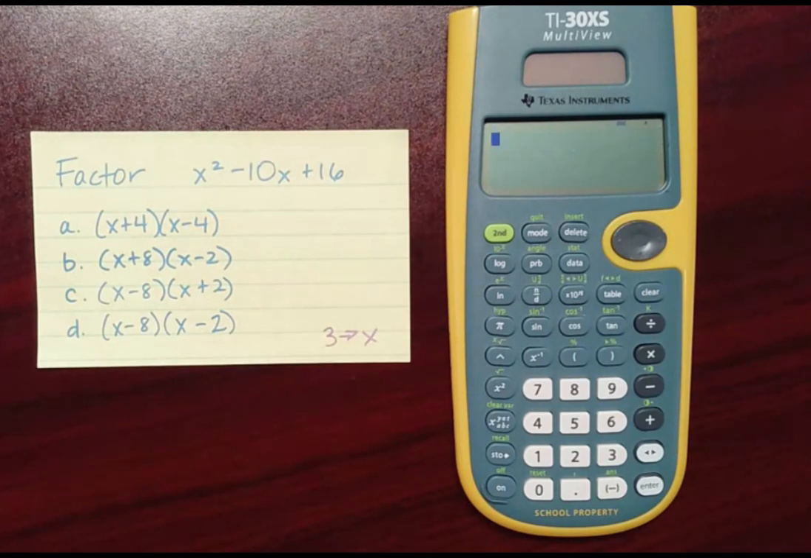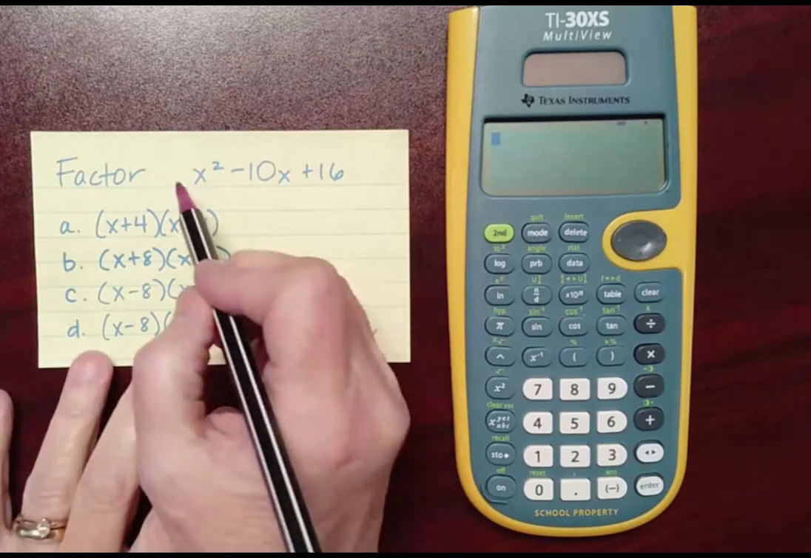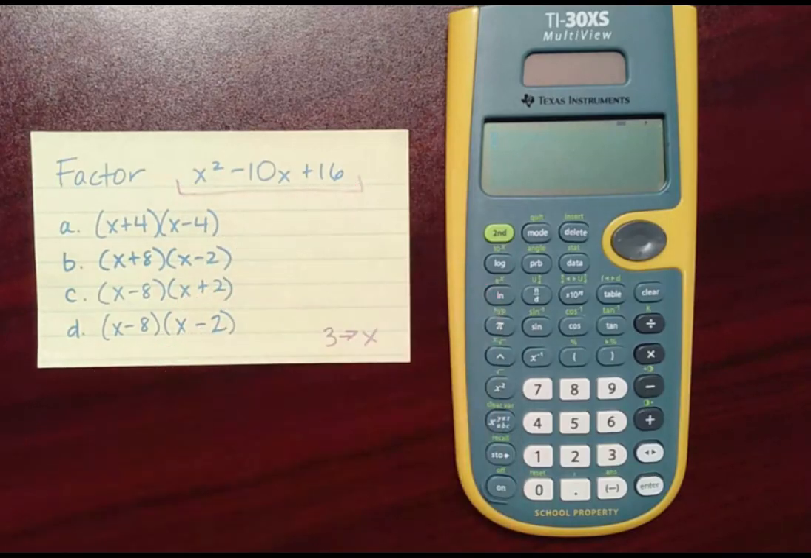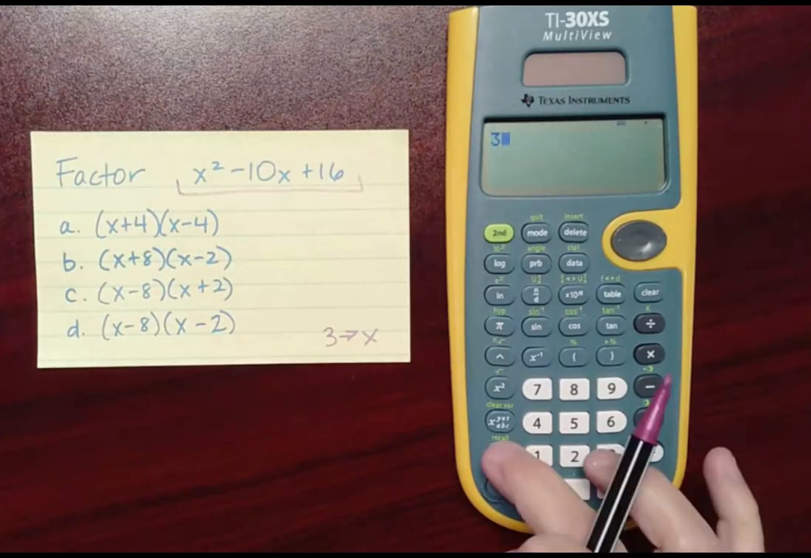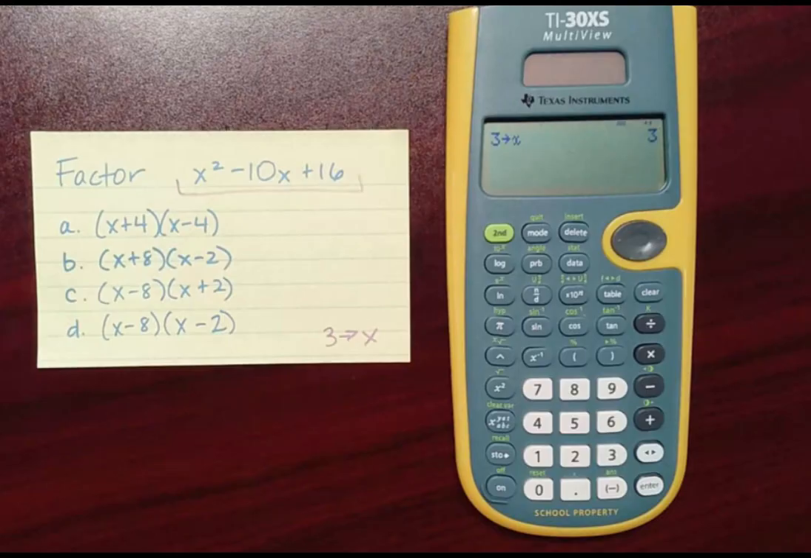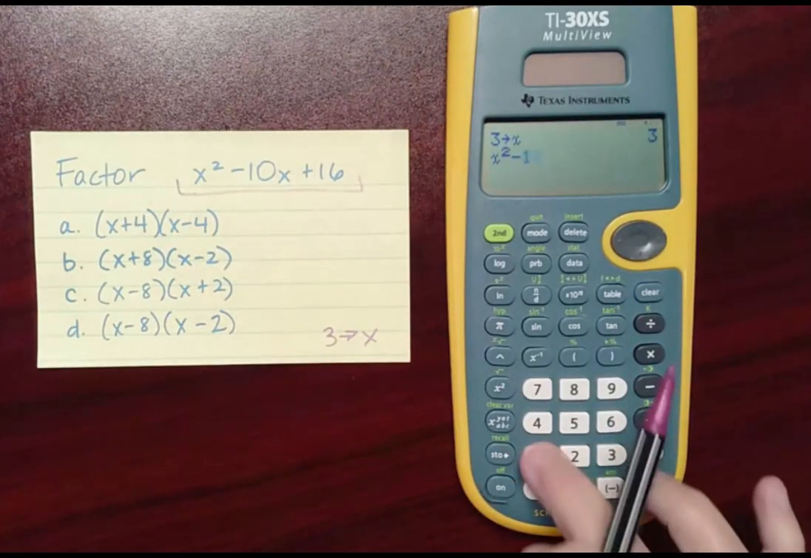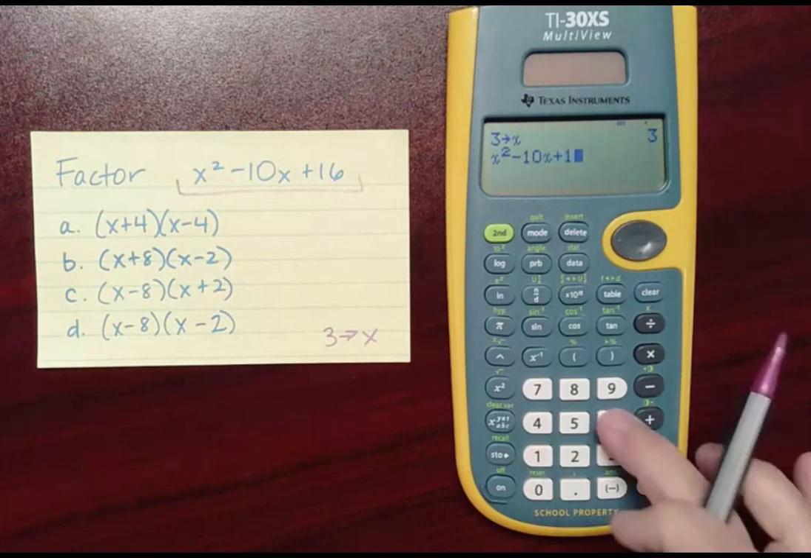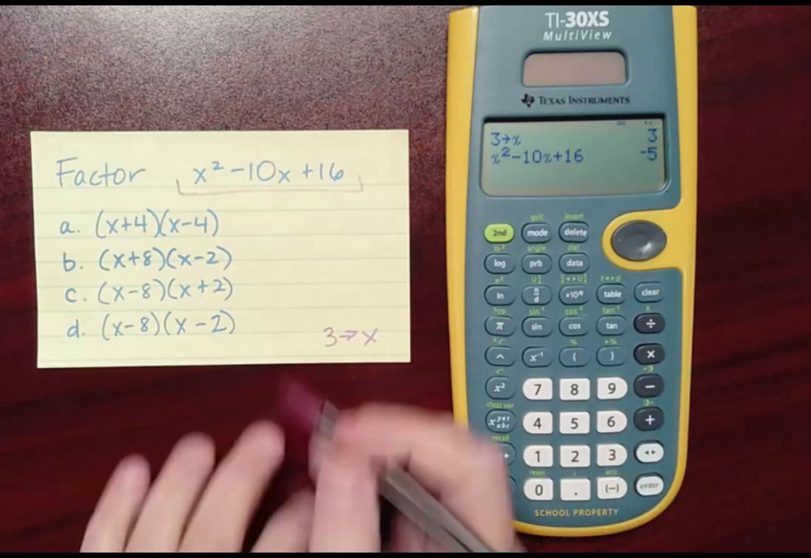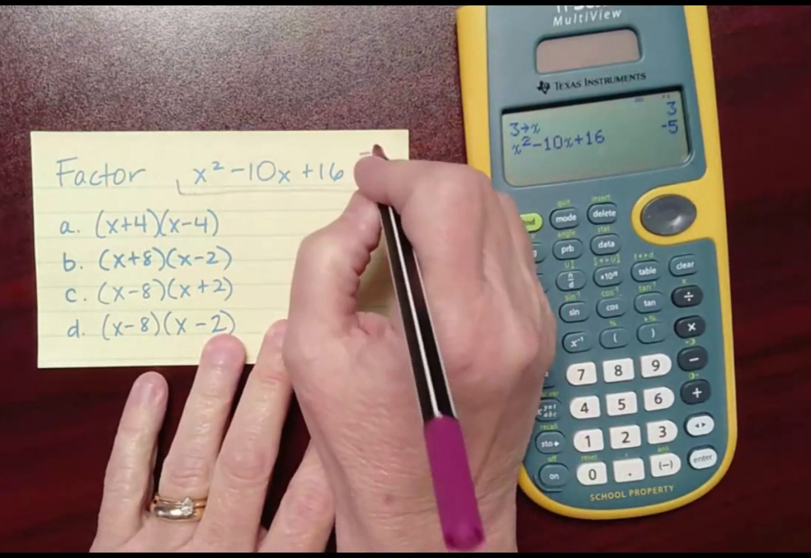So anytime we have x in the question or any other variable and x in the answer, we're going to store 3 for x. And here's what we're going to do. We're going to type in the question, the expression that is in the question. So we're going to store 3 for x first. 3, store, x, enter. And now we're going to type in this question. x squared minus 10x plus 16. And we hit enter, and I get the answer of -5.